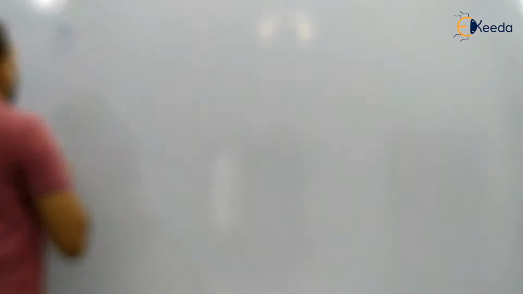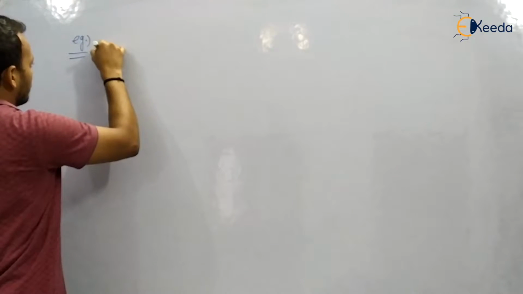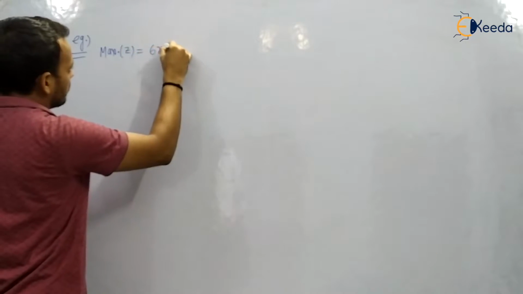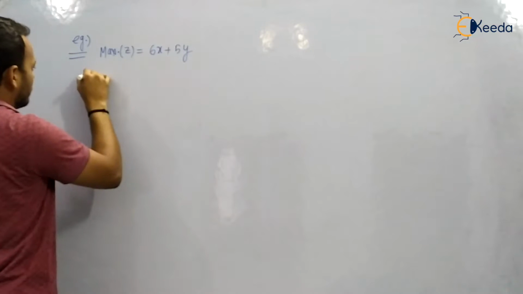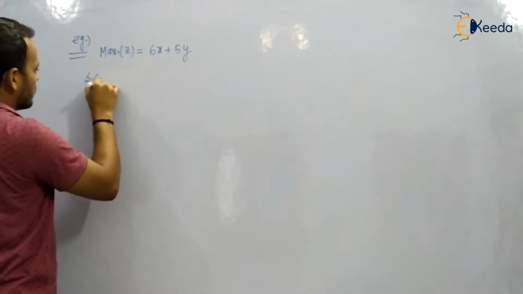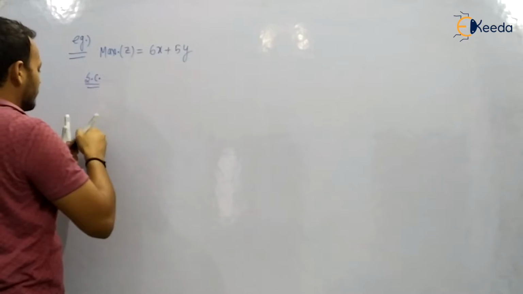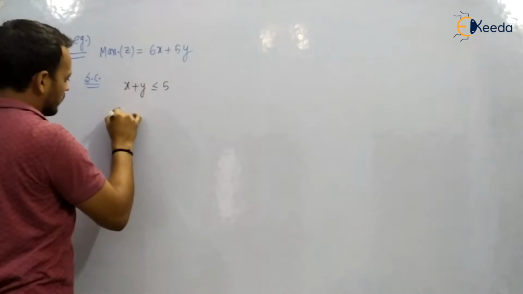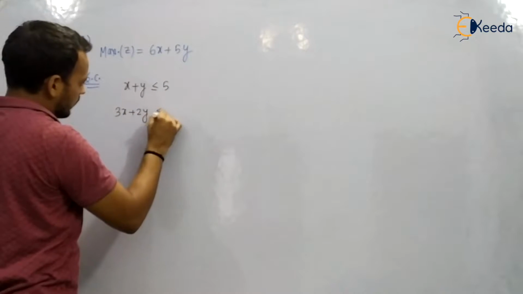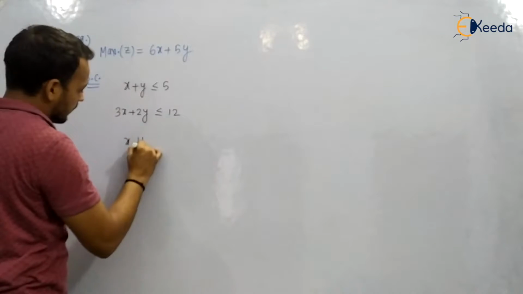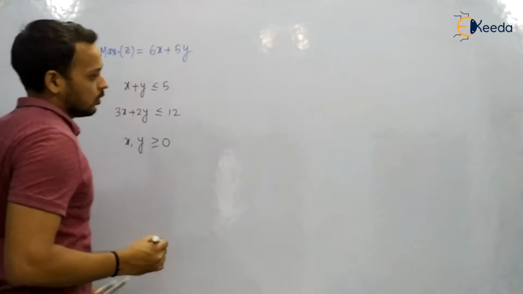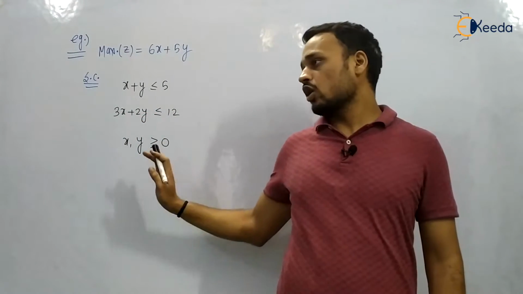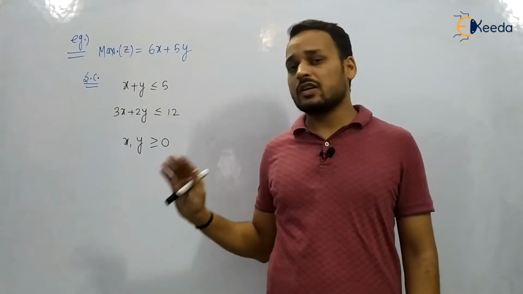In the graphical method we took the example where our objective function was maximize z equals 6x plus 5y, subject to the constraints: the first constraint was x plus y less than or equal to 5, the second was 3x plus 2y less than or equal to 12, and the non-negativity restrictions x, y greater than or equal to 0. We have already solved it with the graphical method. Now we have to apply the simplex method.